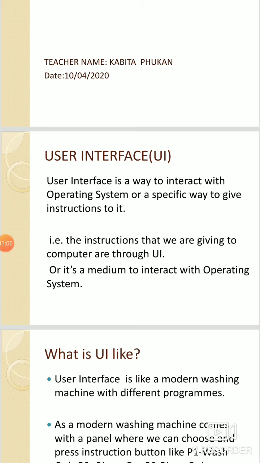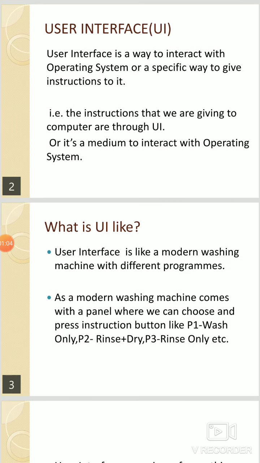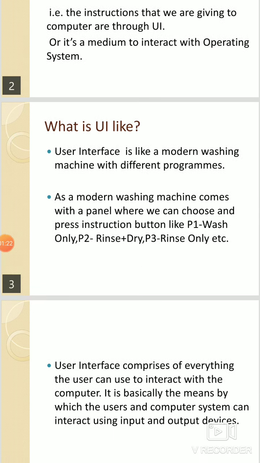Now, what is user interface like? User interface is like a modern washing machine with different programs. A modern washing machine comes with a panel where we can choose and press instruction buttons like P1, program 1 for wash only, program 2 rinse plus dry, program 3 rinse only, etc.